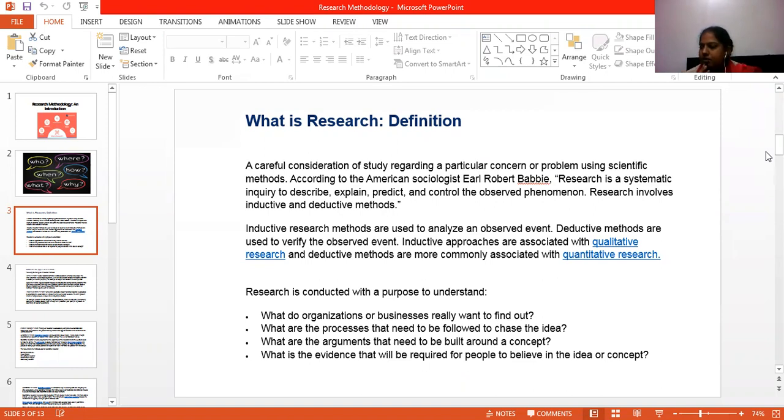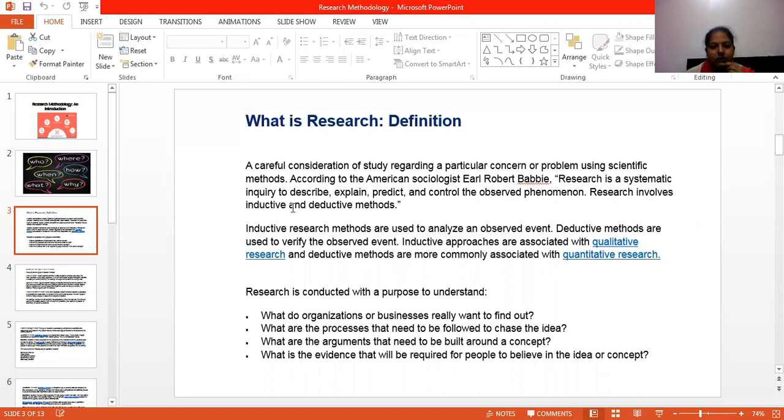Today I am going to teach you what is research methodology. The definition of research methodology is a careful consideration of a study regarding a particular concern or problem using scientific method. According to the American sociologist Robert Berry, research is the systematic inquiry to describe, explain, predict and control the observed phenomena.